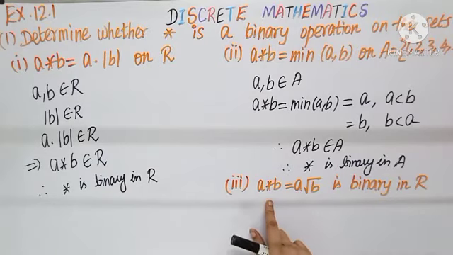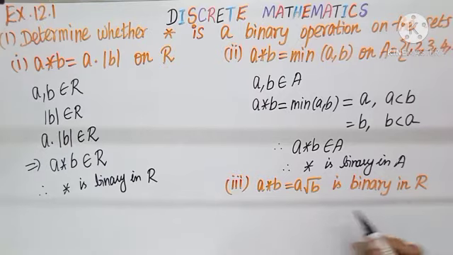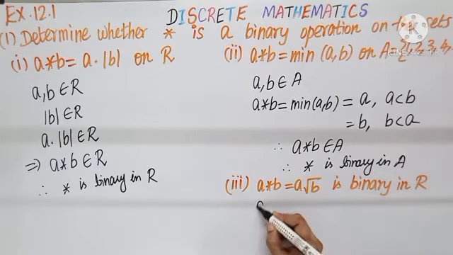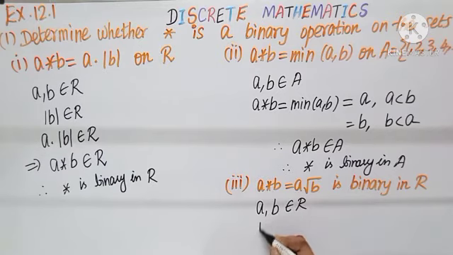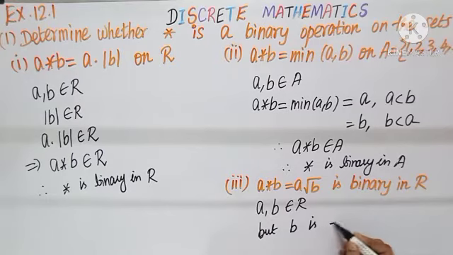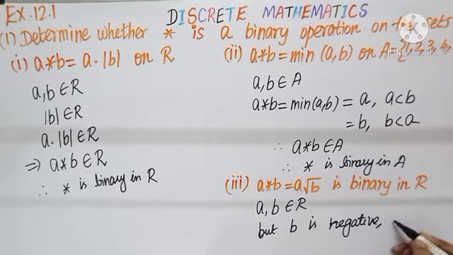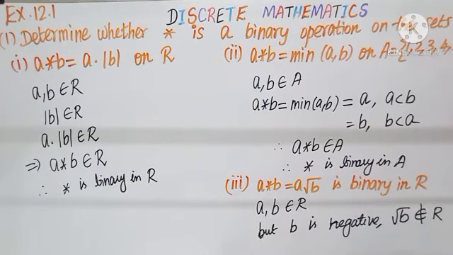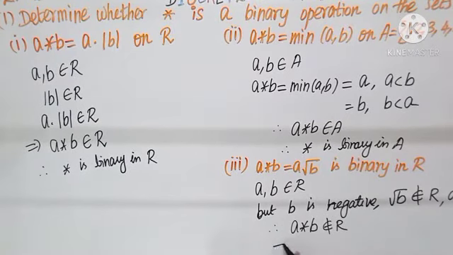Third subdivision, A star B is A root of B. Check whether it is binary in R. We know A comma B belong to R. But if B is negative, I say B is negative, root of B does not belong to R because root of negative number is not in R. Therefore, I will say A star B does not belong to R, because if root B does not belong, A root B also does not belong, and therefore star is not binary in R.